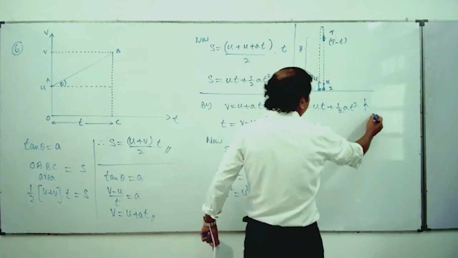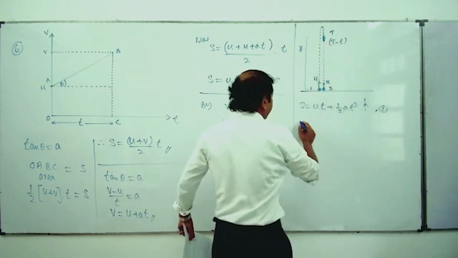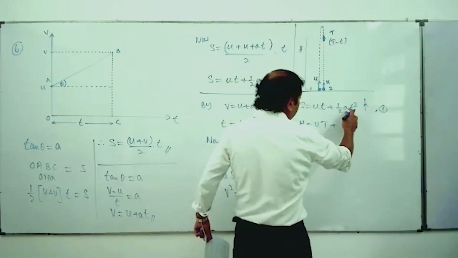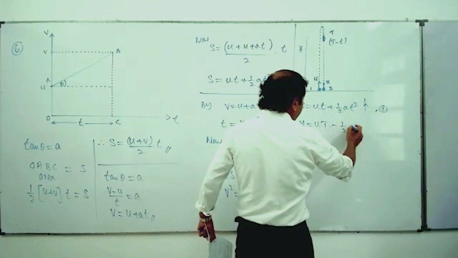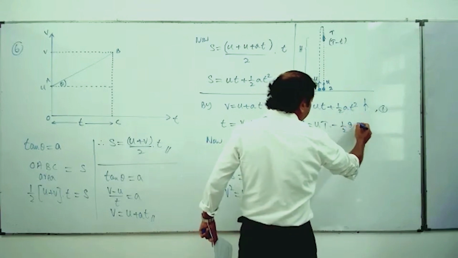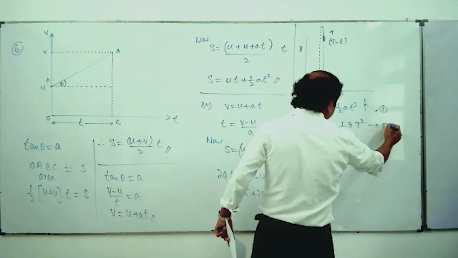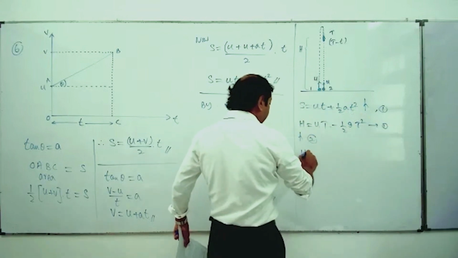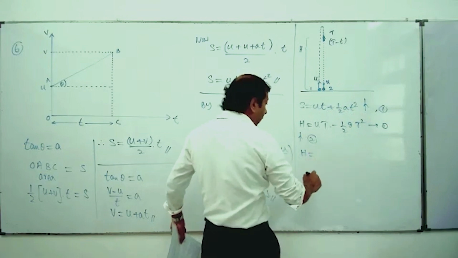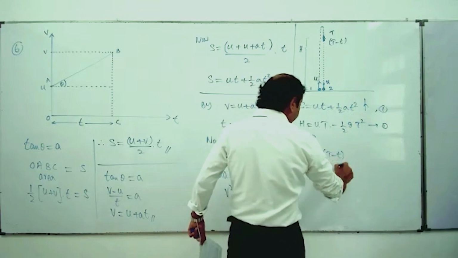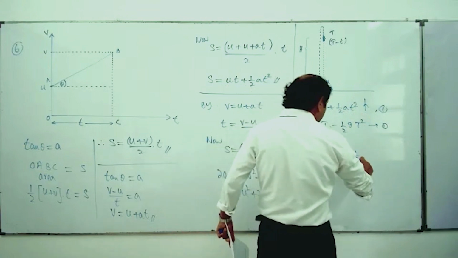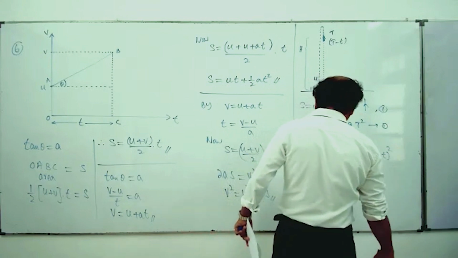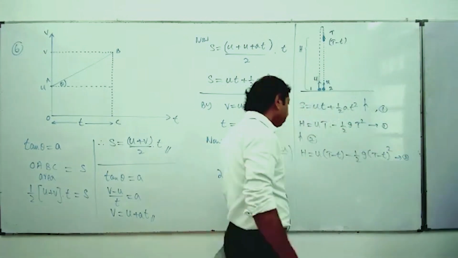For particle 1, the height is h equals uT plus half gT squared, where g is minus g. Number 1. Secondly, for particle 2, we apply the same thing: h equals u(T minus t) minus half g(T minus t) squared, a perfect square. Number 2.